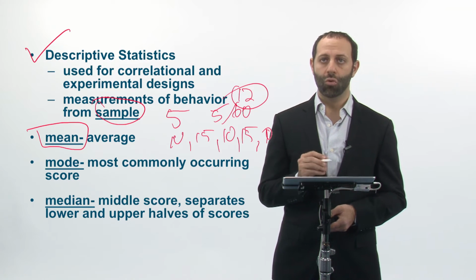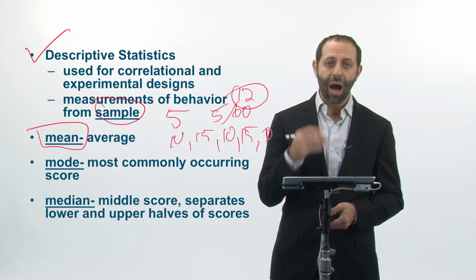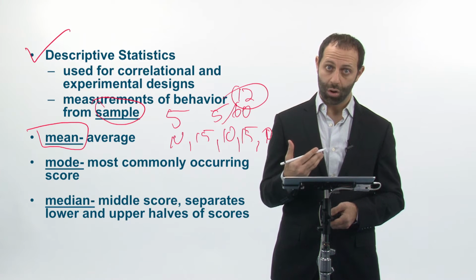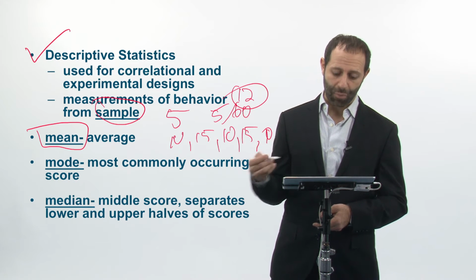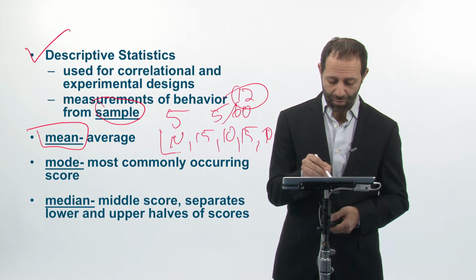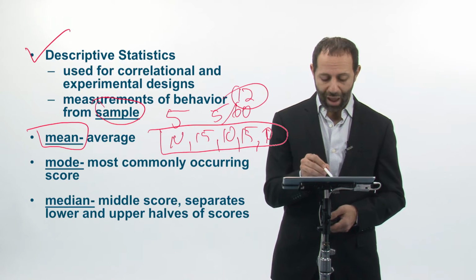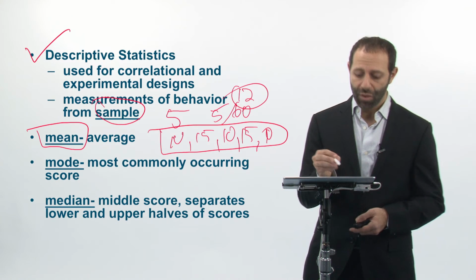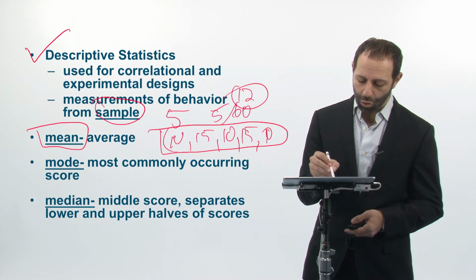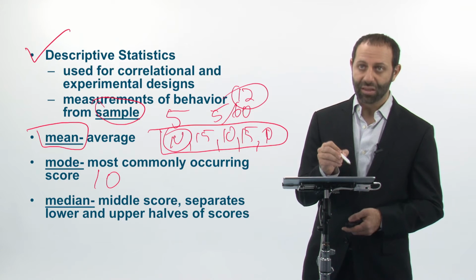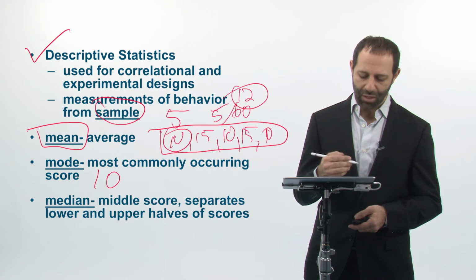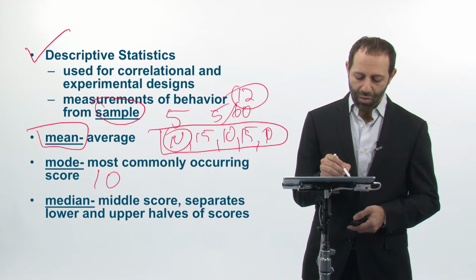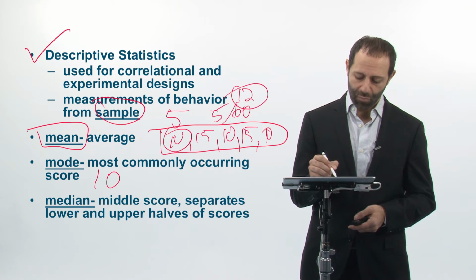Then I have the mode. The mode is the most commonly occurring score. Which score among all those that I have repeats the most? And in this case here, with my numbers, I have 10. Okay, 10 is the mode in this particular statistical data set. Finally, I might want to know the median score. The median is the middle score.